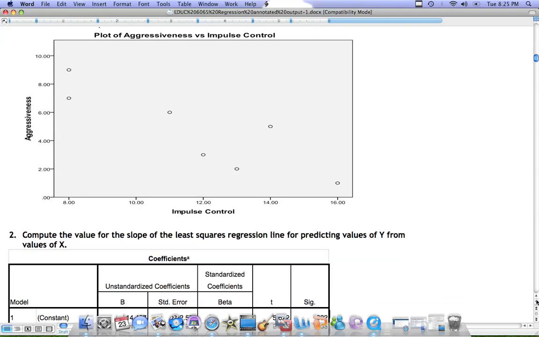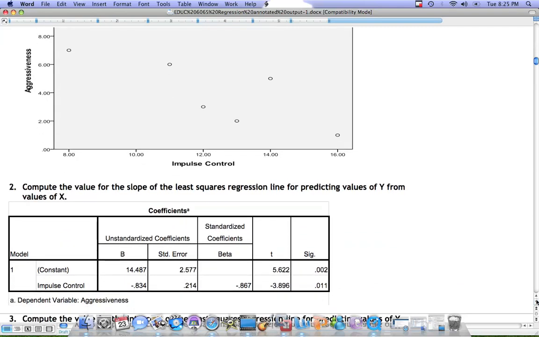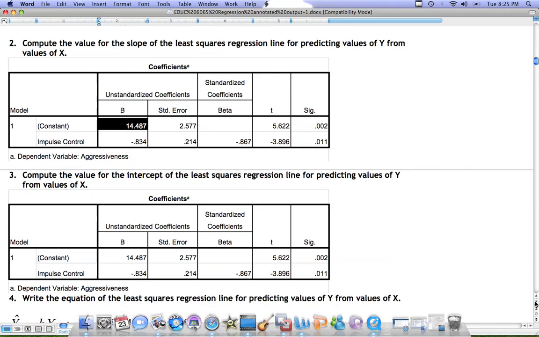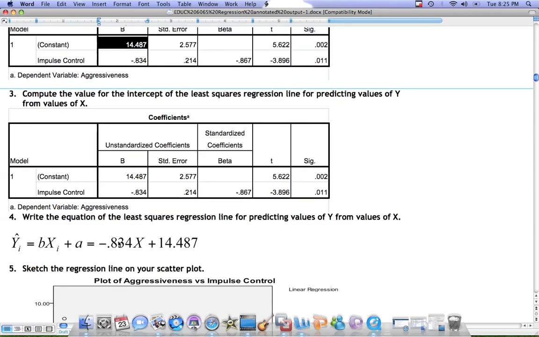If we want to compute the value of the least squares regression line, we need to look at the SPSS output. The SPSS output under the coefficients table provides the slope in the second row and the intercept in the first row. The slope is negative 0.834 and the intercept is 14.487. We can use those values when we write the equation of the least squares regression line.